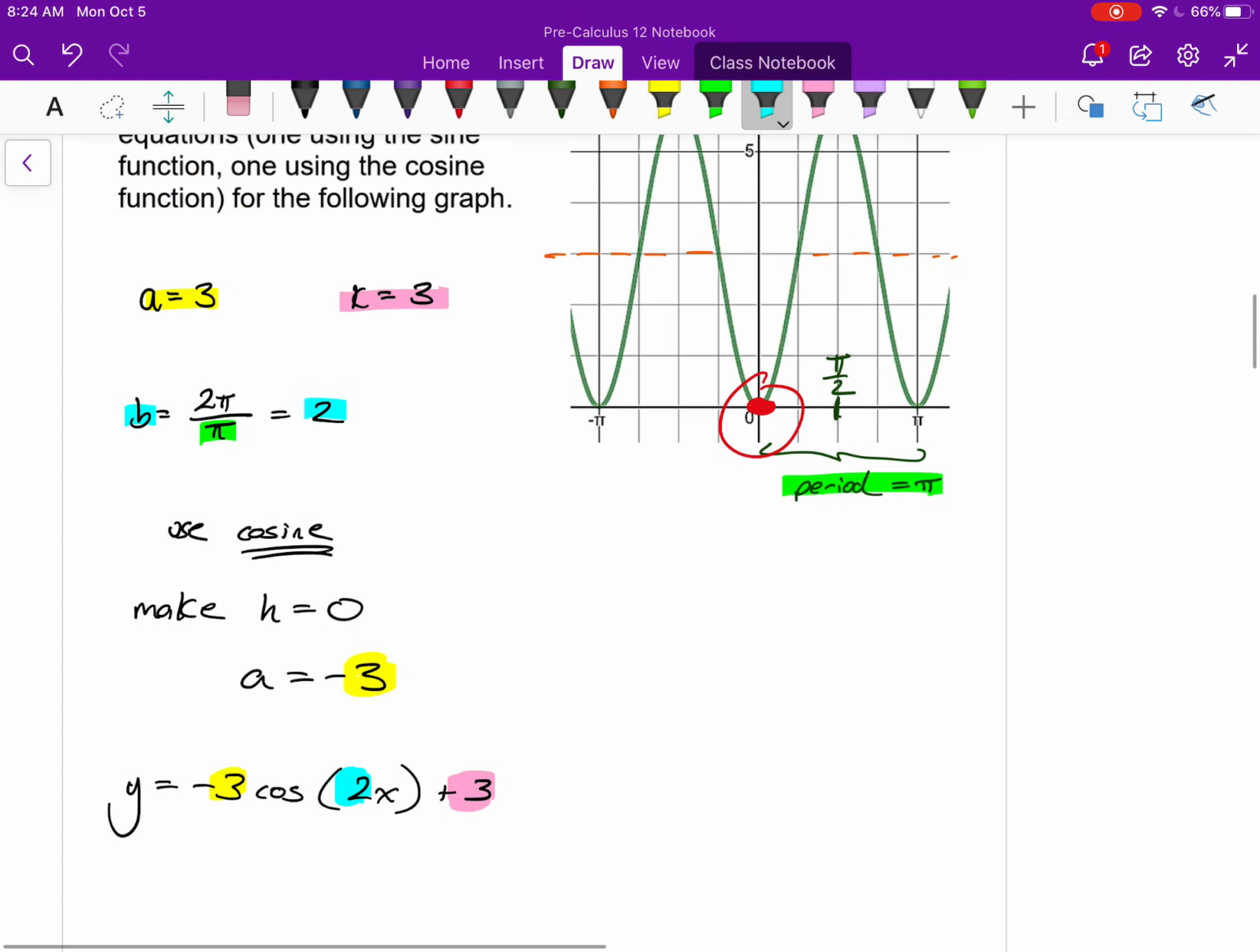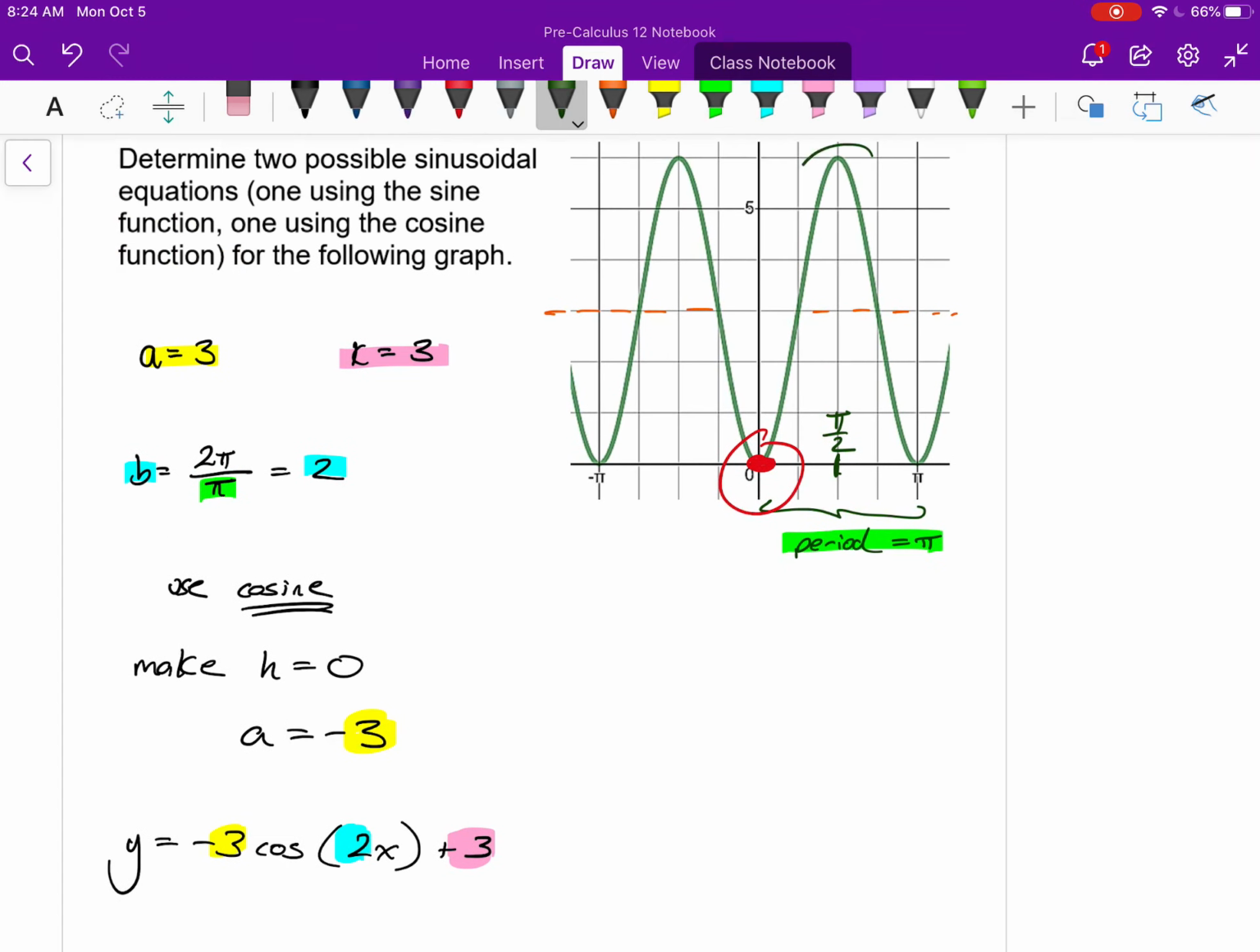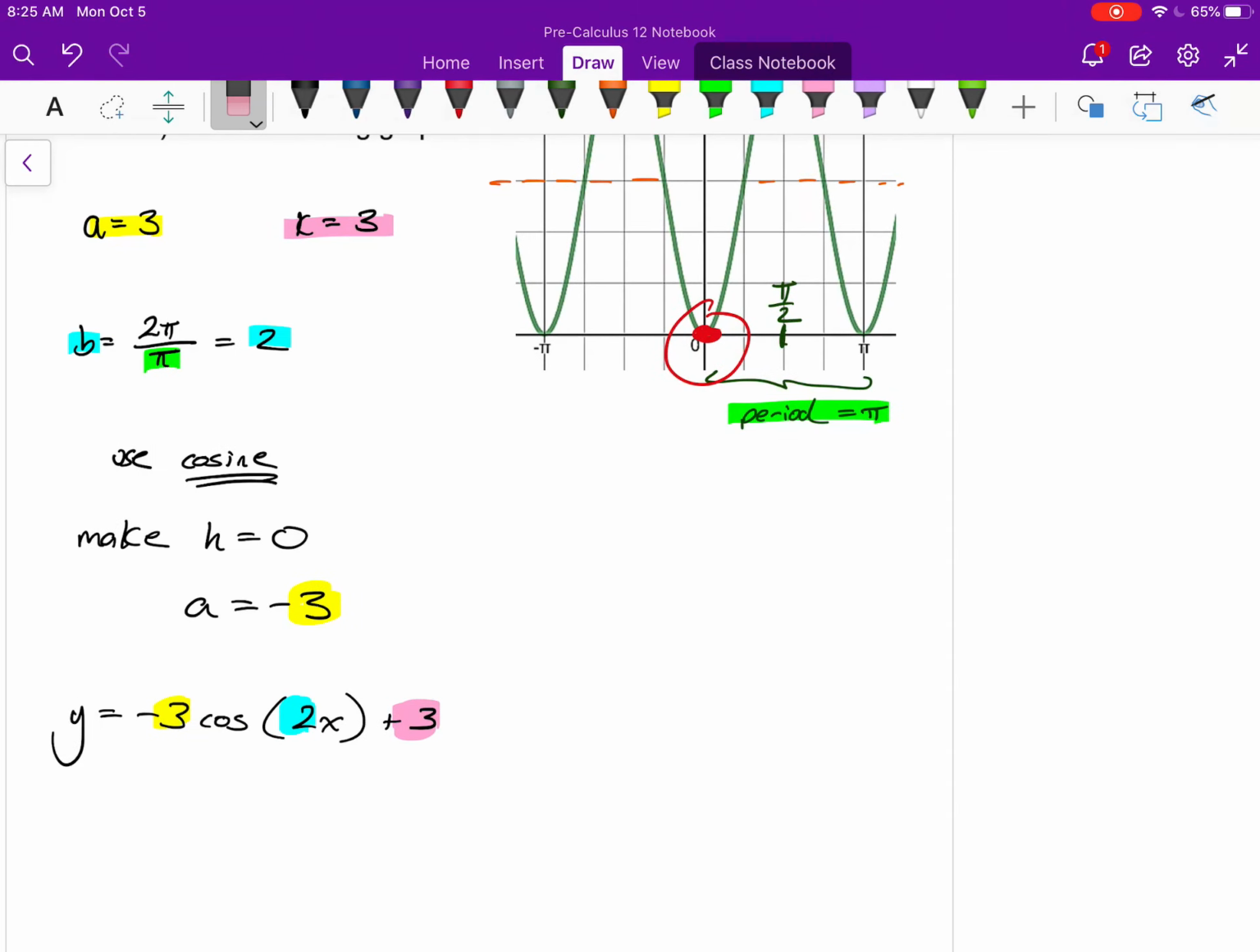Okay, keep in mind again, I mentioned how I could have used this point here. If I did that, my a value would be positive, but I'd have some sort of phase shift in here. But there'd be no benefit to that, so I'm not going to do that. Like I said, there's an infinite number of possible correct answers, so I don't want to spend endless time looking at other possibilities.